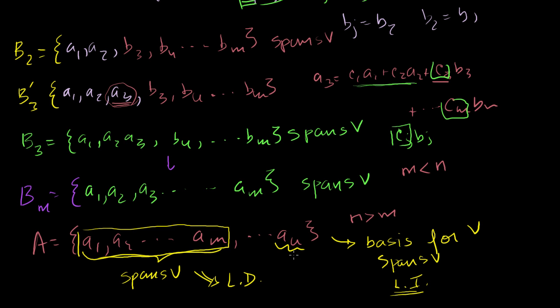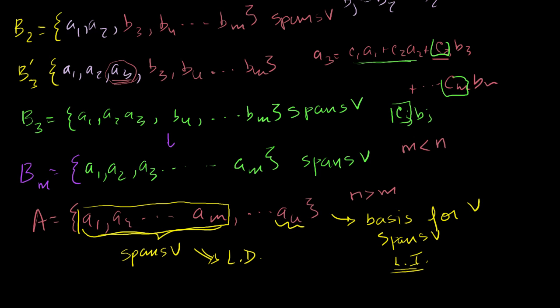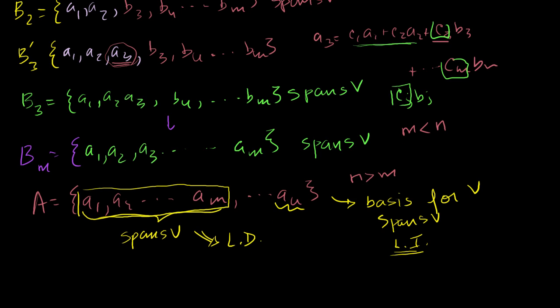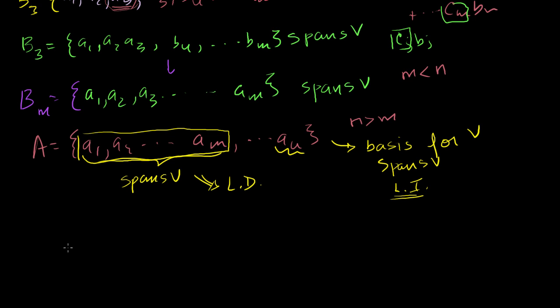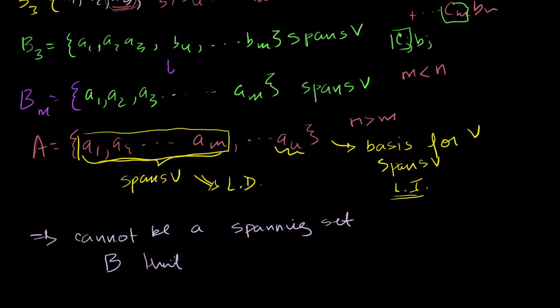If you're able to do this, then this means that if there is some smaller spanning set, you get the result that A has to be linearly dependent, even though we said it was linearly independent. So we get our contradiction. There cannot be a spanning set B that has fewer elements than A.